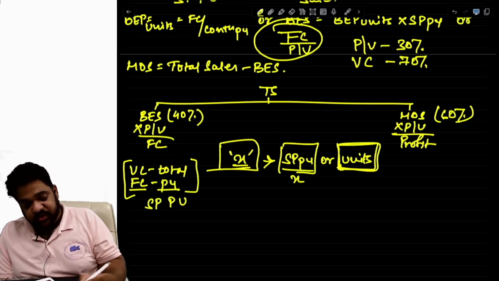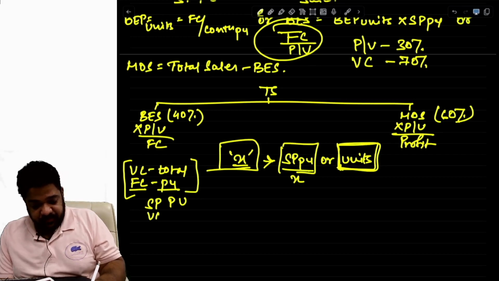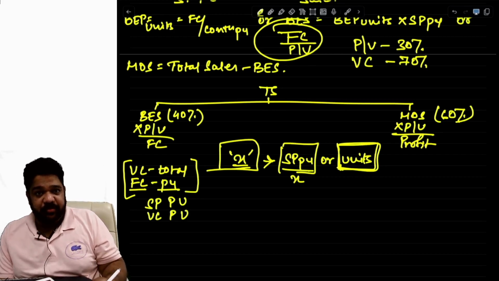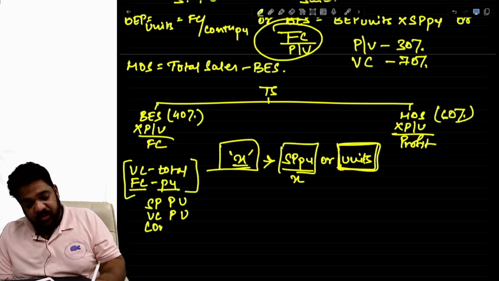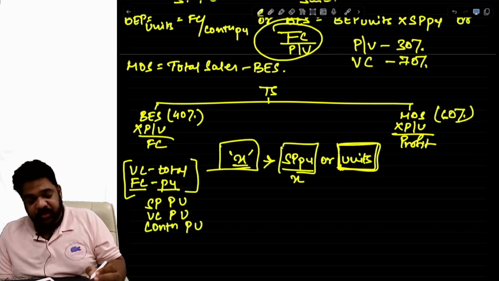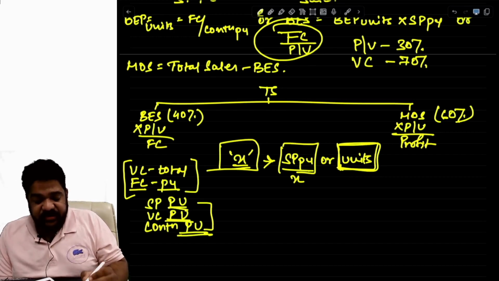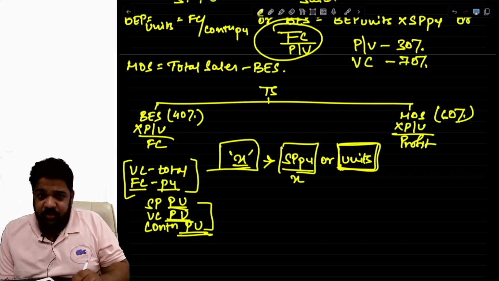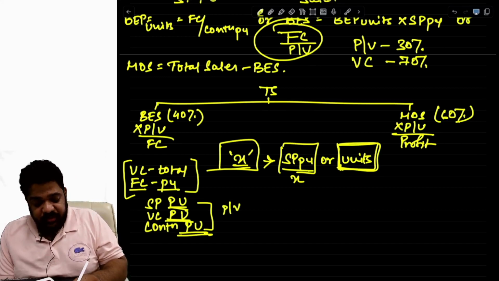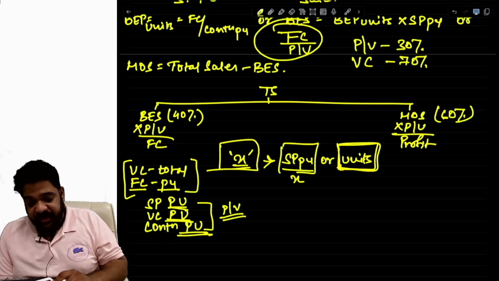Either the selling price on a per unit basis, or variable cost on a per unit basis, or contribution on a per unit basis. Very important, on a per unit basis. Unless and until these change on a per unit basis, your PV ratio remains intact. Okay, your PV ratio will remain intact.